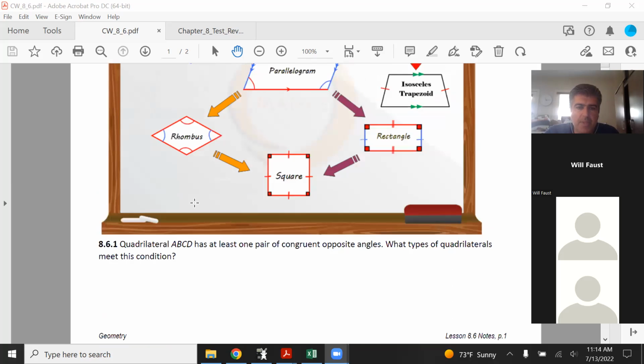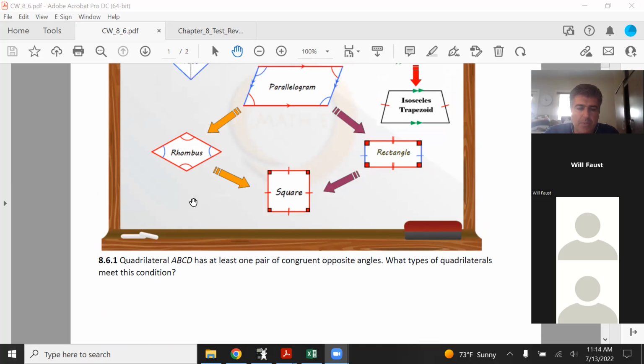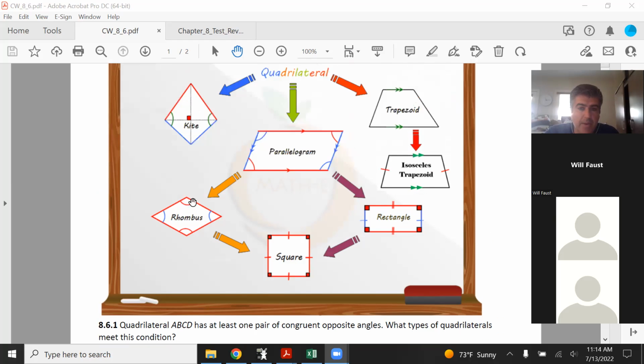So quadrilateral ABCD has at least one pair of congruent opposite angles. What type of quadrilaterals meet this condition? So there's at least one pair of congruent opposite angles. So opposite angles are congruent. So it's definitely going to be a parallelogram or a kite. I don't know for sure if it's a rectangle yet, but I don't know much more than that. But it could definitely be a kite or a parallelogram.